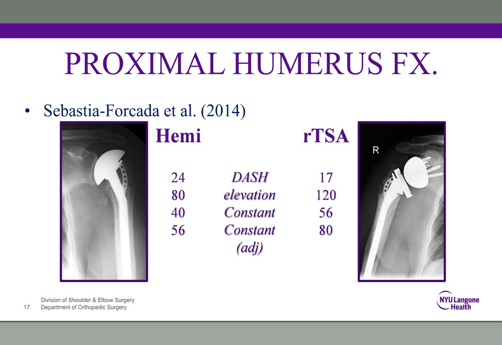Therefore, at this point, I clearly believe that the gold standard for treatment of proximal humerus fractures that cannot be reconstructed is probably a reverse replacement.